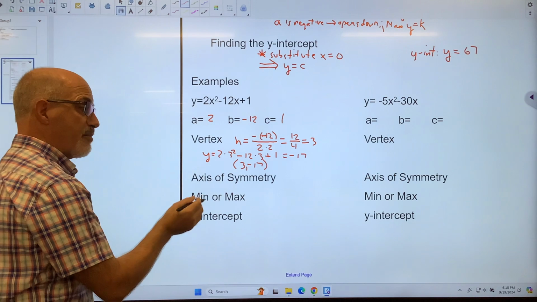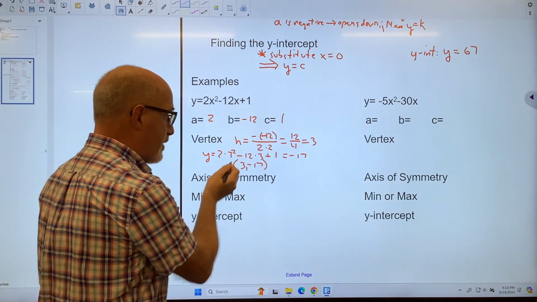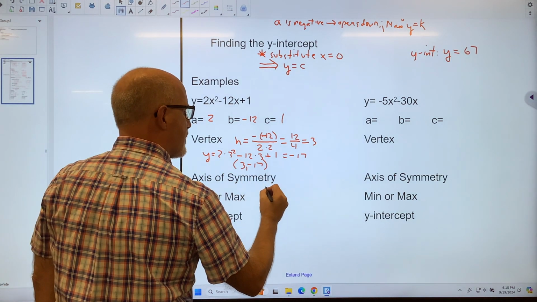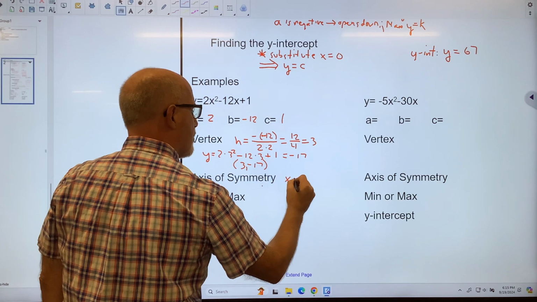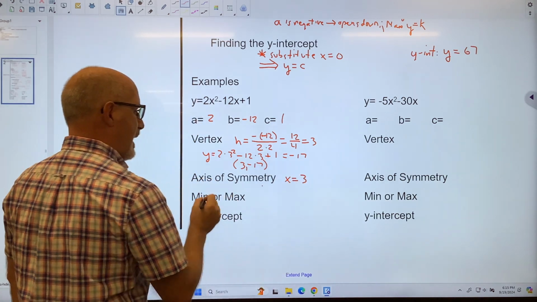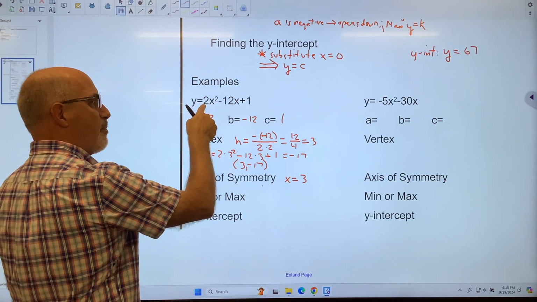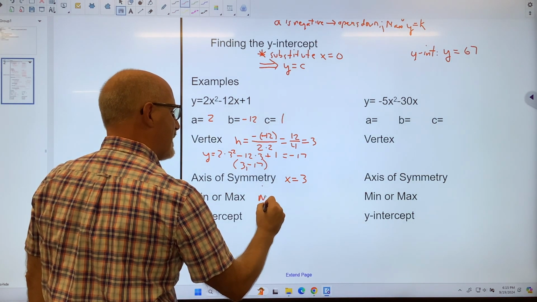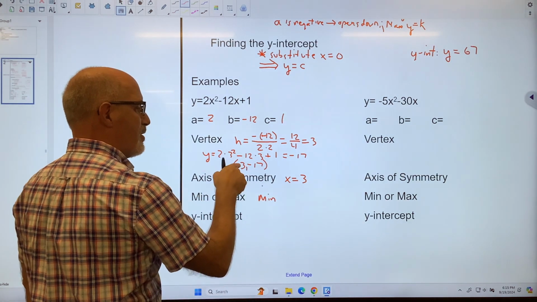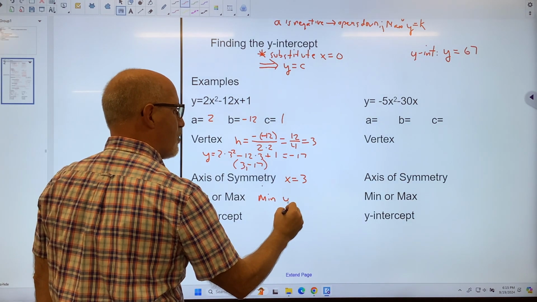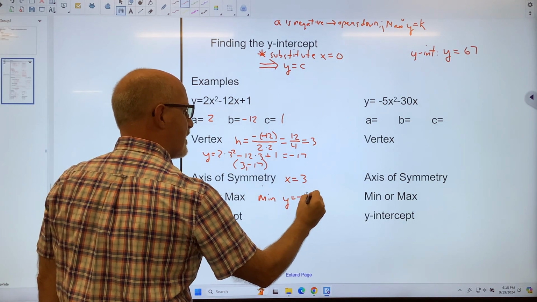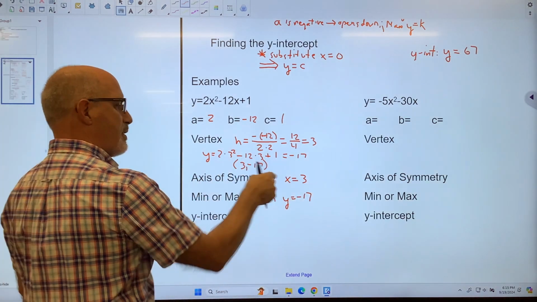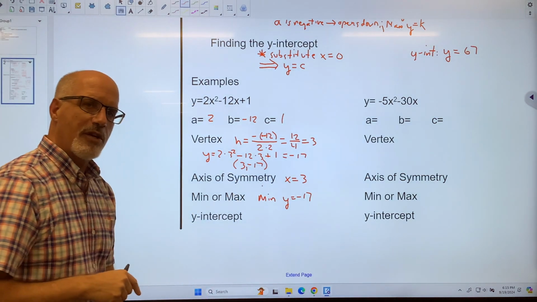My axis of symmetry is always the x value at the vertex. So axis of symmetry will just be x equals 3. And then min or max, this opens up because it's a +2 in front. So that means it's going to be a min. And when we do that, it's going to be the y value, y equals -17. That's what the vertex does. It gives me the axis of symmetry, gives me the min or max.